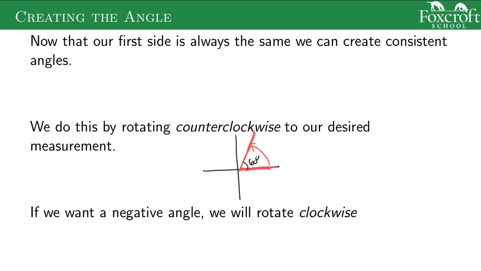If we want to rotate a negative angle, and negative angles do make sense in the fact that now there's just an angle that's rotating clockwise. So this angle here will be negative 30 because I rotated clockwise to get to the other angle.